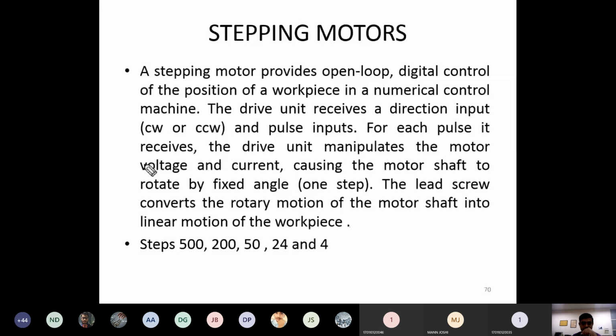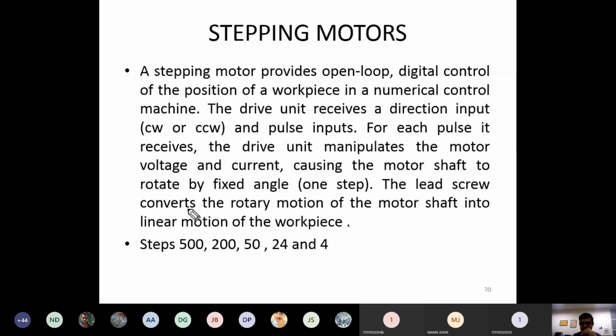For each pulse it receives, the drive unit manipulates the motor voltage and current, causing the motor shaft to rotate by a fixed angle. So the angular motion is there: one step, two steps, third step, and fourth step. Based on that, we define a fixed angle, and we get the exact position.